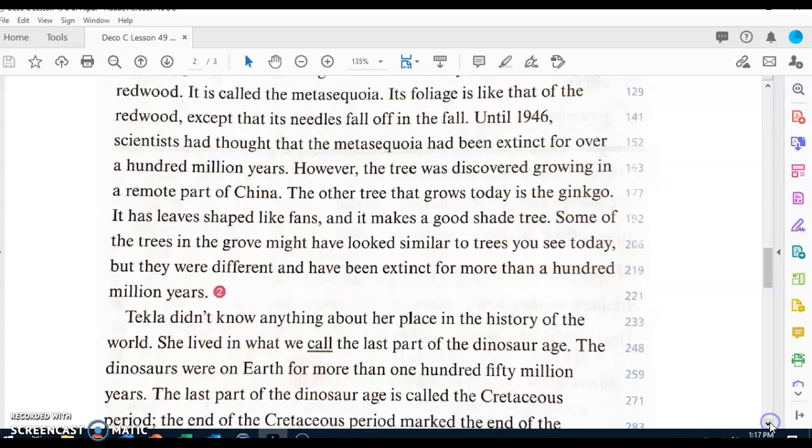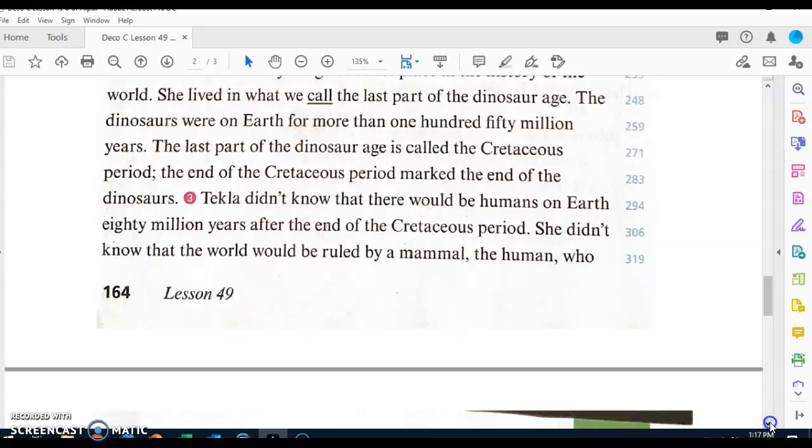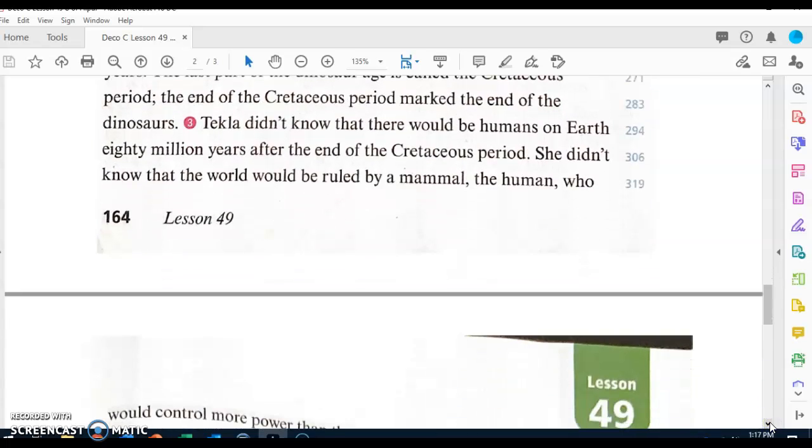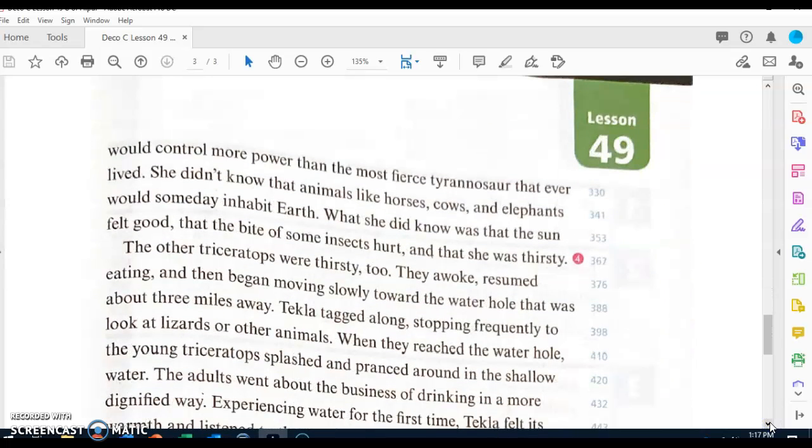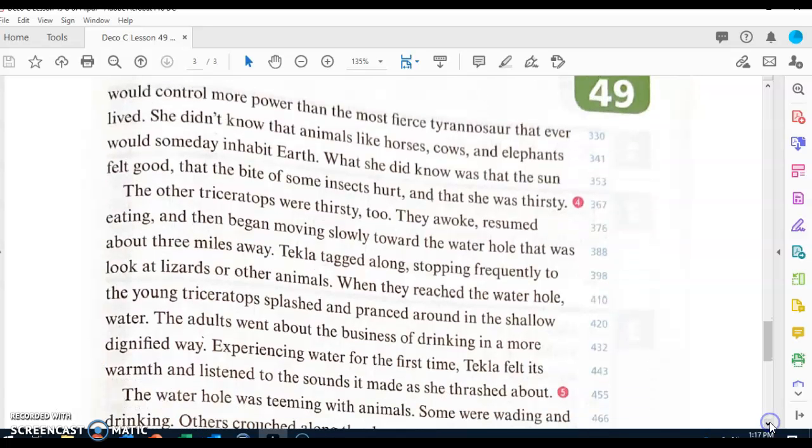The last part of the dinosaur age is called the Cretaceous period. The end of the Cretaceous period marked the end of the dinosaurs. Tekla didn't know that there would be humans on Earth 80 million years after the end of the Cretaceous period. She didn't know that the world would be ruled by a mammal, the human, who would control more power than the most fierce tyrannosaurs that ever lived. She didn't know that animals like horses, cows, and elephants would someday inhabit Earth.